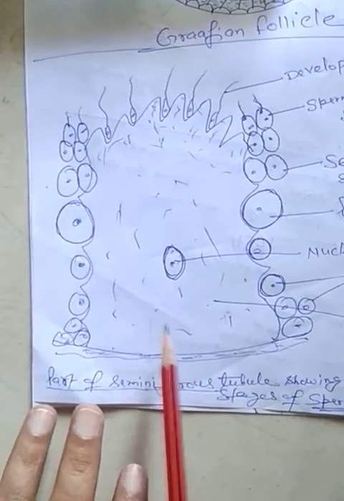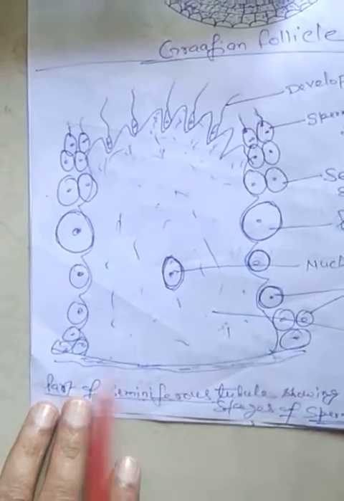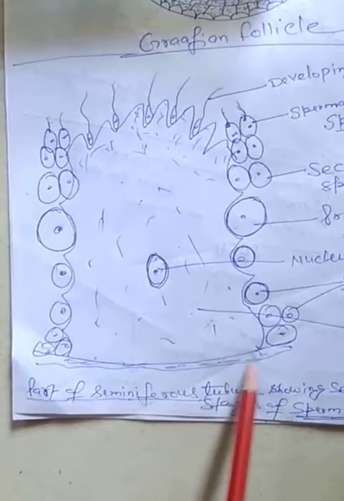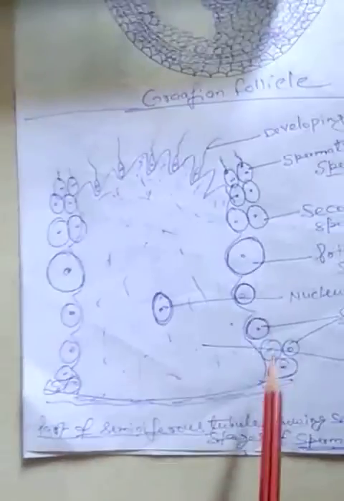Now this is the germinal epithelium here. This is the part of the seminiferous tubule. This is a small part of the seminiferous tubule that shows spermatogenesis.